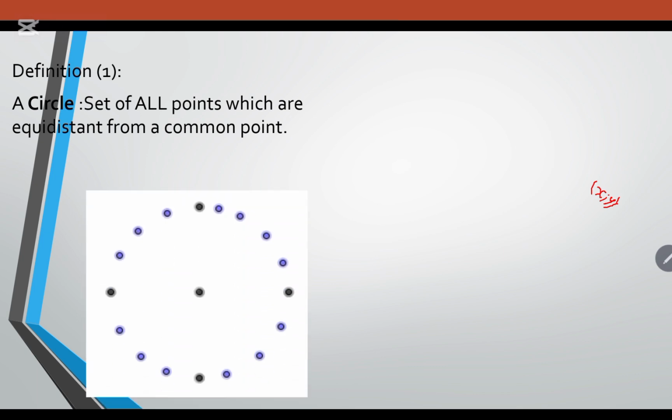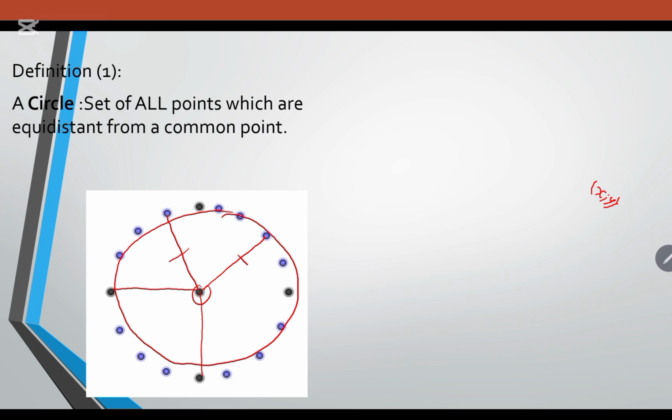Let us look at this demonstration. We've got so many points around a point here in the middle. Now all these points have equal distance from the point in the middle. All these distances are equal. And the learners learned from the lower grade that the distance from the center of the circle to the circumference of the circle is called the radius of the circle. So this length here is the radius.